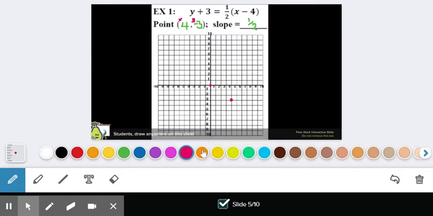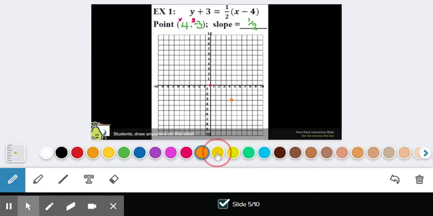I'm actually going to make that a different color than my origin point so that I don't confuse myself. So these orange dots are going to be my line dots. Okay, so now I have my slope. I know that slope is rise over run, so for 1/2, I can rise 1.